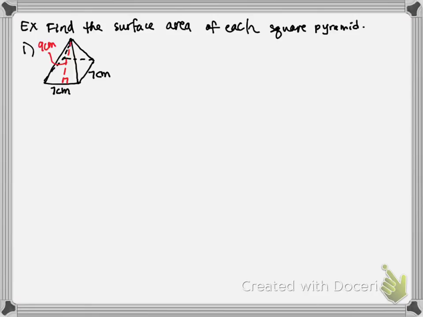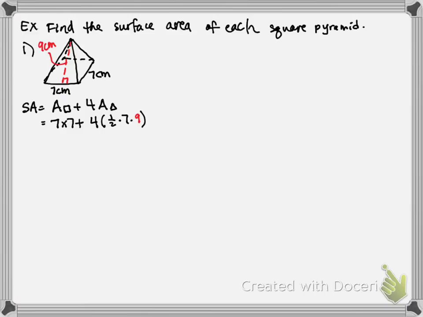So we said we need to find for surface area the area of the square base plus I need to figure out 1 lateral area, so 1 triangular side, and then I'm going to get 4 that are identical. Okay? So my base is going to be a 7 by 7 plus 4 times area of a triangle is 1/2 the base, which is 7, times the height, in this case the slant height, which is the 9.